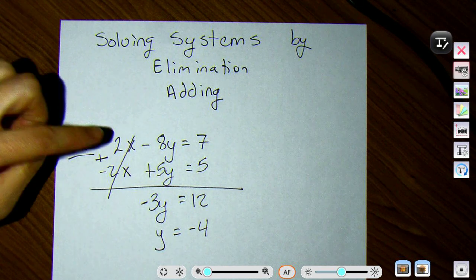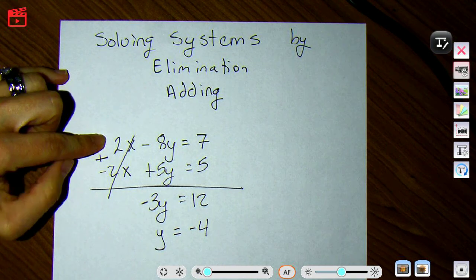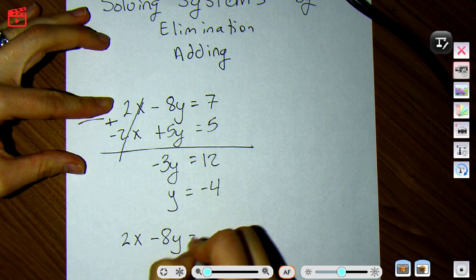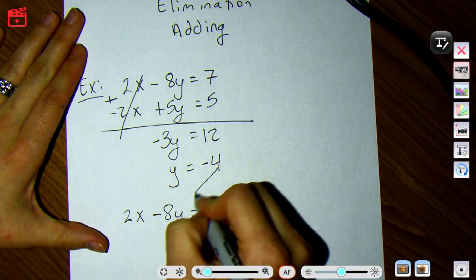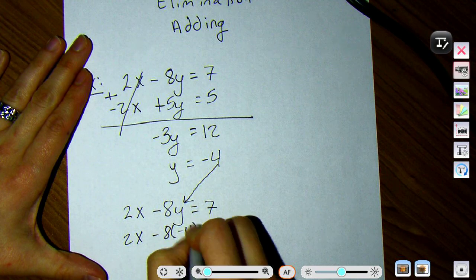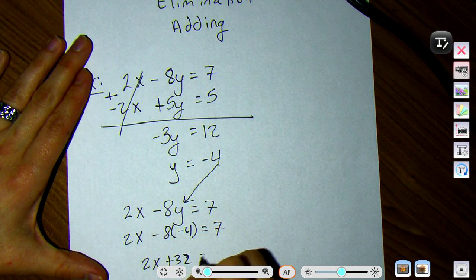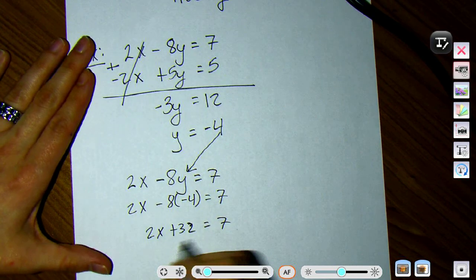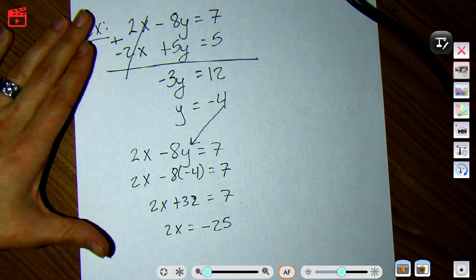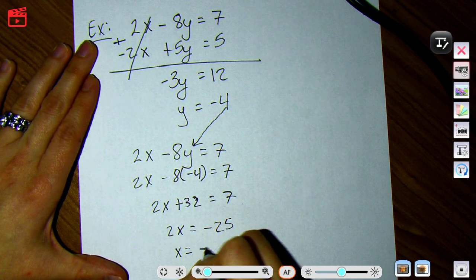So I'm just going to take the top equation and substitute negative 4 in for y. So I'm going to plug in negative 4 for y. So we have 2x minus 8y equals 7, but I'm going to use the fact that y is negative 4 to find x. So 2x minus 8 times negative 4 is equal to 7. So 2x plus 32 equals 7. Subtract 32 from both sides, I get 2x equals negative 25. And divide both sides by 2, I get x is equal to negative 25 over 2, which is negative 12.5.